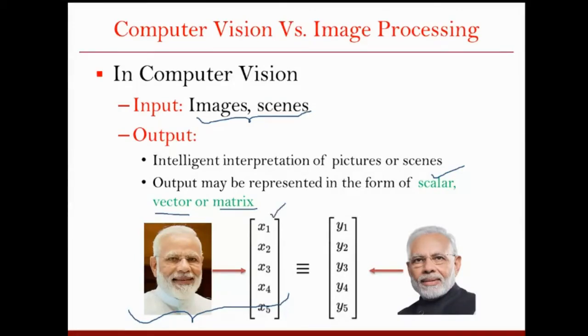It's not a scalar, it's a vector. Sometimes we'll see that images are represented in terms of 2D matrices. Features are represented in terms of 2D matrices. So in that case, the output will be a matrix. So in summary, the output of a computer vision system is going to be some representation of the input that you have provided. That representation could be in terms of a scalar value or a vector or a matrix.